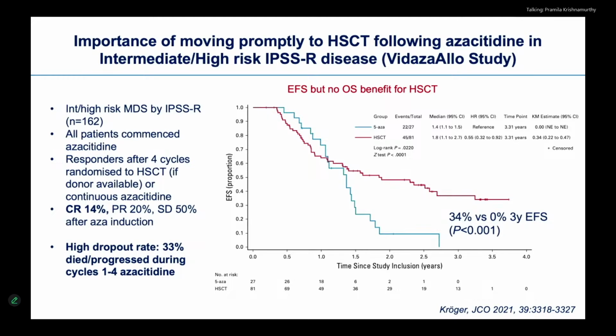The CR rates were only about 14% overall, and there were several PRs, and stable disease was also very common in 50%. But the important point to note was that there was a very high dropout rate of about 1/3 of patients who either died or progressed during cycles 1 to 4 of azacitidine. So equally, if we do decide to give pre-transplant treatment, we should be aiming to get to transplant as soon as we are able, because we may lose patients on the way.